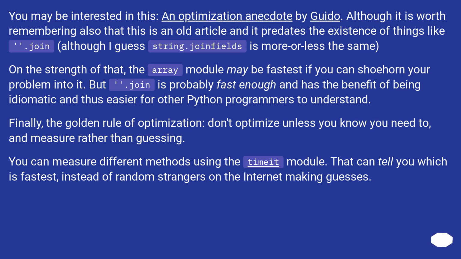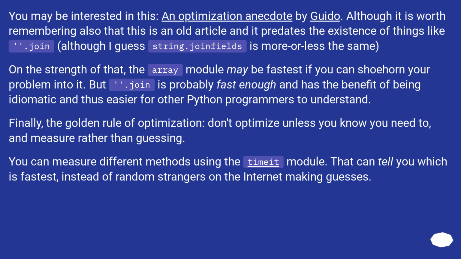You may be interested in this, an optimization anecdote by Guido. Although it is worth remembering also that this is an old article and it predates the existence of things like .join, although I guess string.joinfields is more or less the same. On the strength of that, the array module may be fastest if you can shoehorn your problem into it.